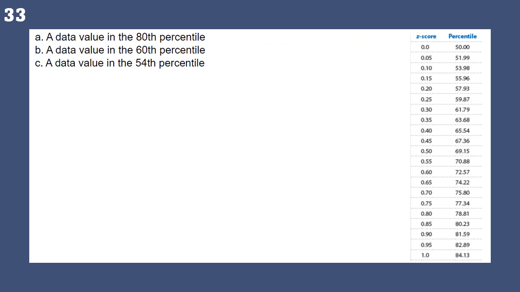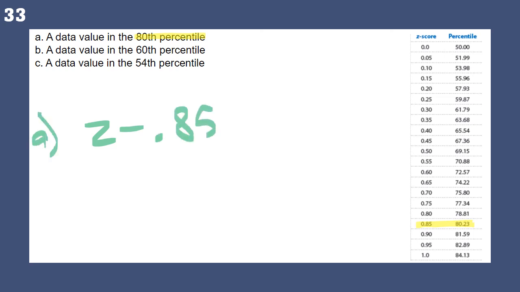A data value in the 80th percentile. Now, if we have a percentile table, this is the one that they were using in the book here. So we have the 80th percentile. What we want to look for is the 80th percentile in our table. Now, the 80th percentile is pretty close to right here. So we can say that our z-score is at 0.85 for A.